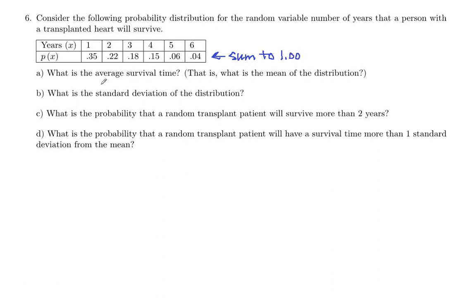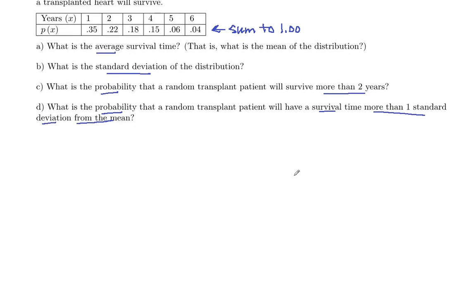And then we want to know what is the average survival time? What is the standard deviation? What is the probability a person survives more than 2 years? And then what is the probability that survival is more than one standard deviation from the mean? Okay, well, first we've got to find the mean and standard deviation. So we want to do a table for this data. We're going to do this extension table: x, probability of x, x times probability of x, and then x squared times probability of x.